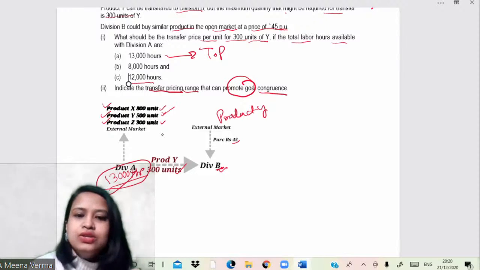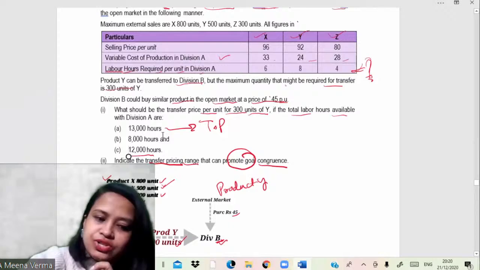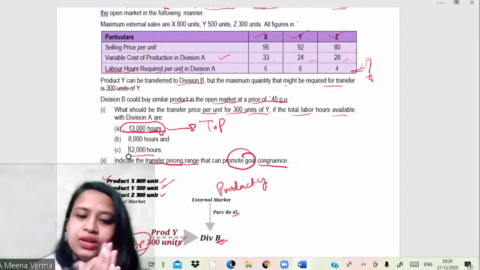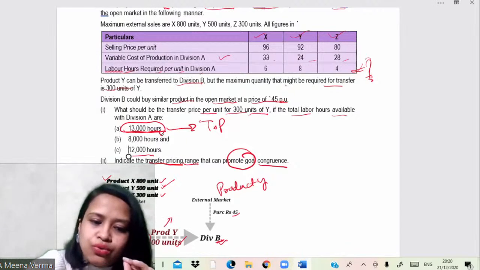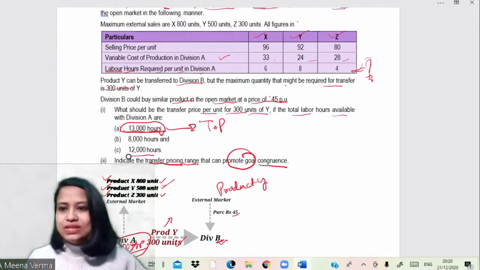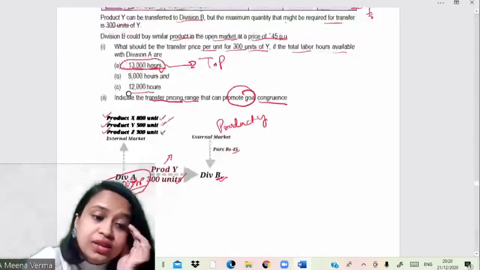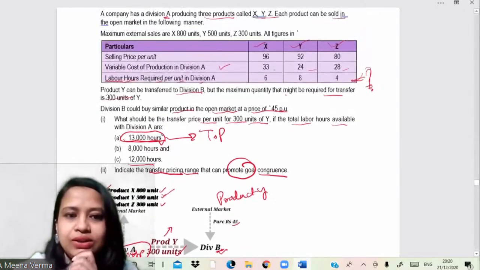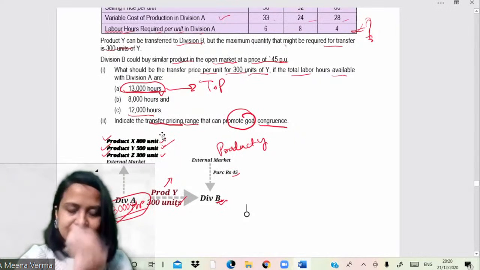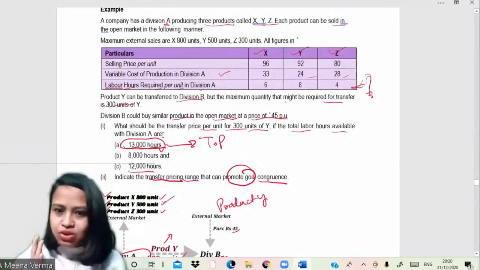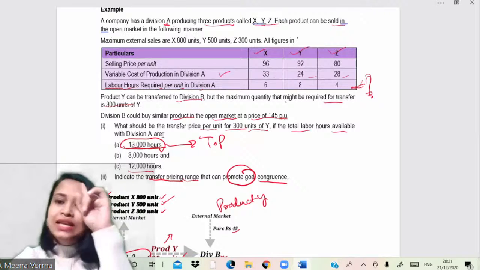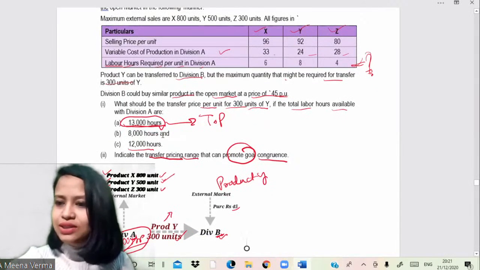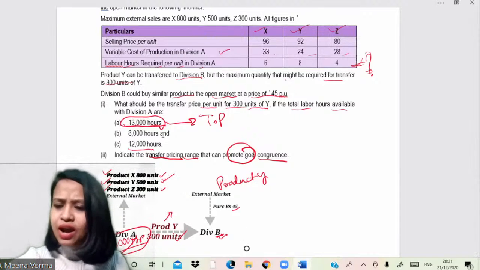So see in this question, if division A has 13,000 hours, what transfer price will you quote for product Y if you want to transfer 300 units? For that, you first have to check whether division A has spare hours or not. Spare capacity or spare hours, you have to check that. Why? Because if they have spare capacity, you can quote the price as marginal cost. In case there is no spare capacity, then you will also consider the opportunity cost. So first you check whether they have spare hours or not.